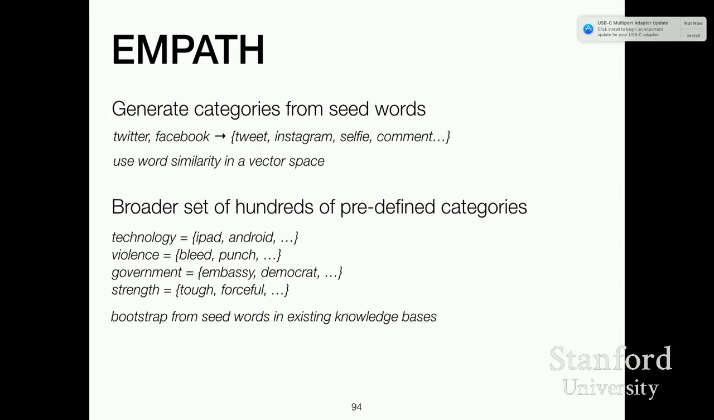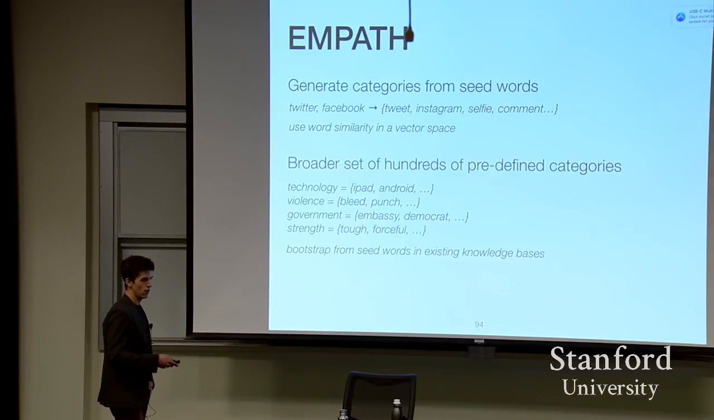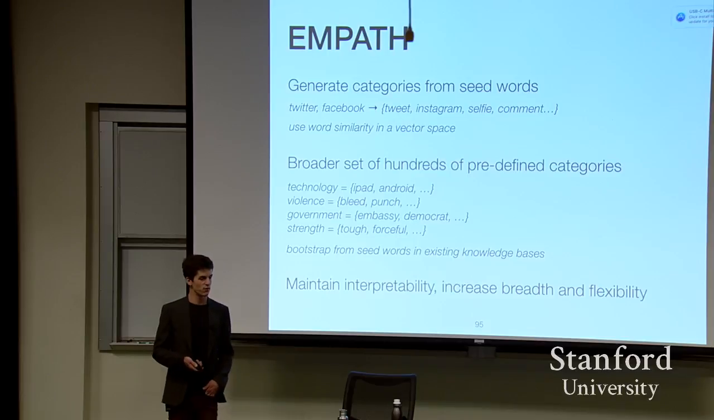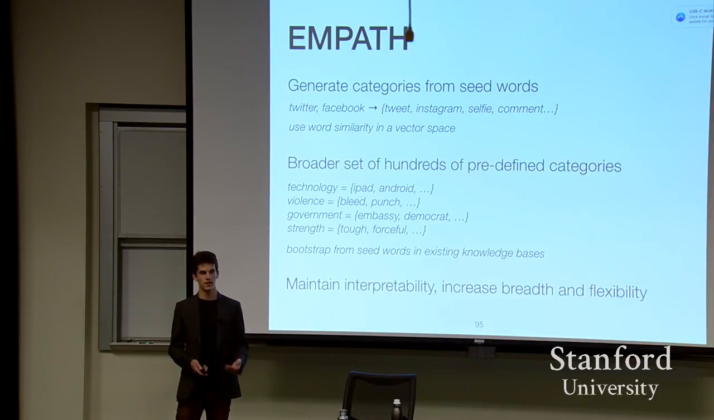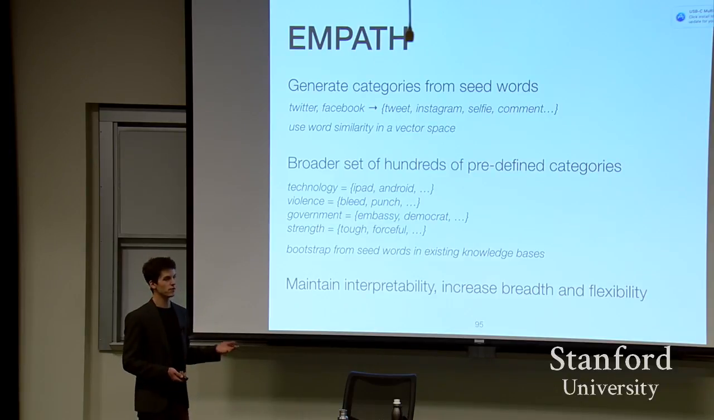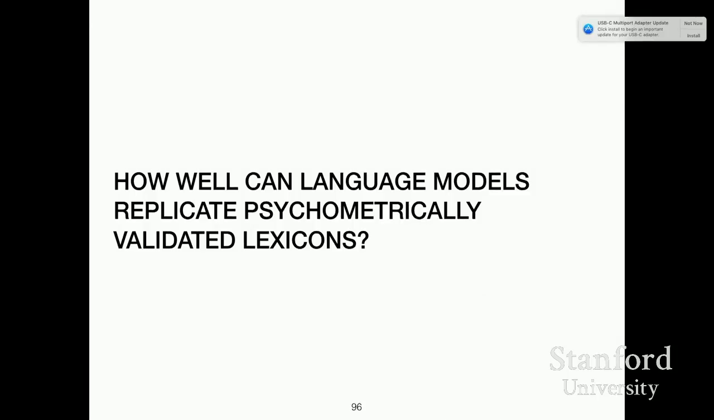And what we can also do, because it's so easy to generate these things, is create a much broader set of hundreds of predefined categories that people can use for their analyses today. So these are categories like technology, violence, government, strength, all of these things that don't exist in lexicons like LIWC. And again, the idea here is that we want to maintain interpretability while increasing the breadth in terms of the number of categories that people are able to analyze, as well as the flexibility, basically allowing people to generate these new categories on demand.